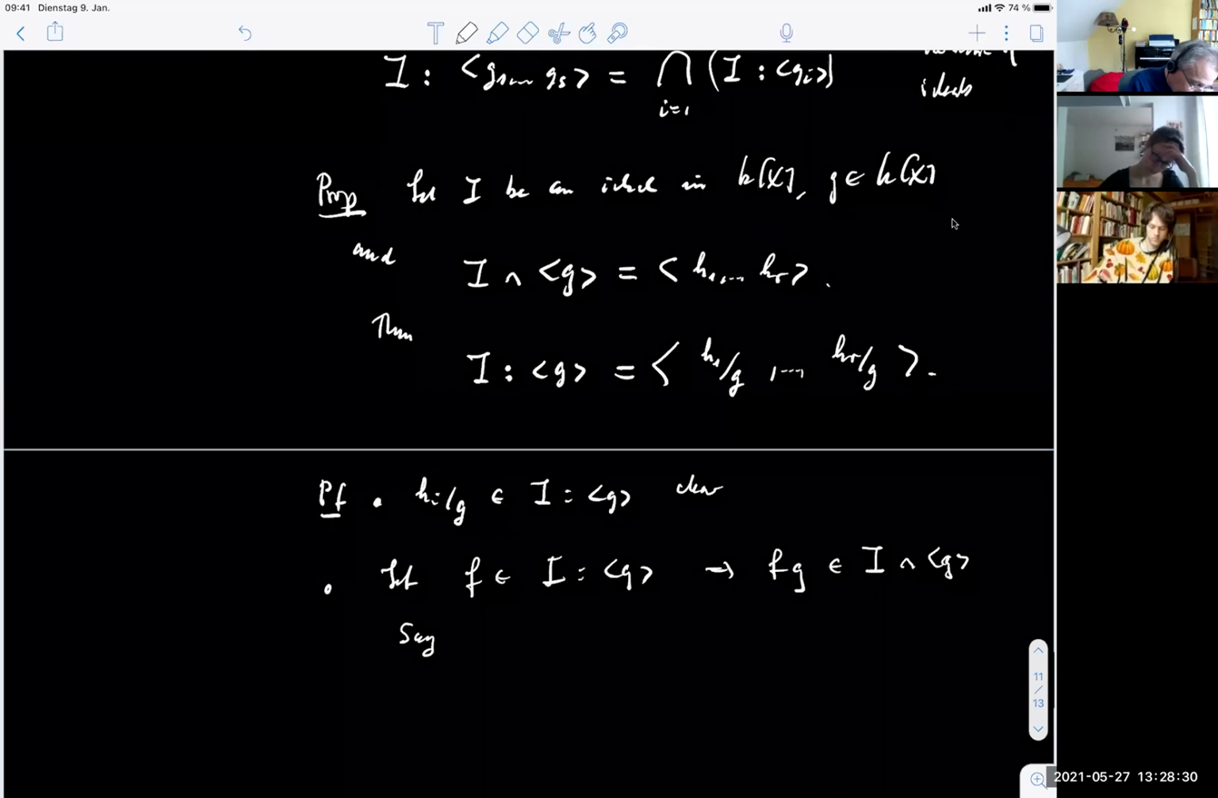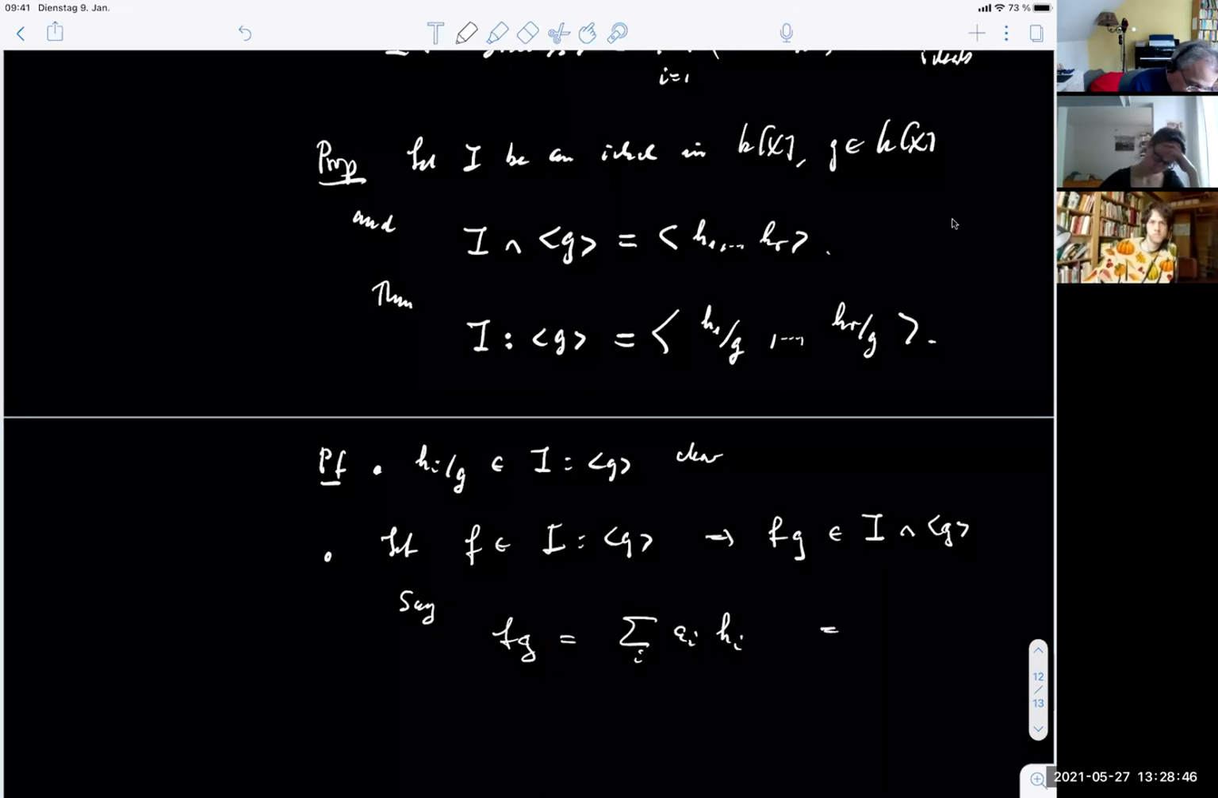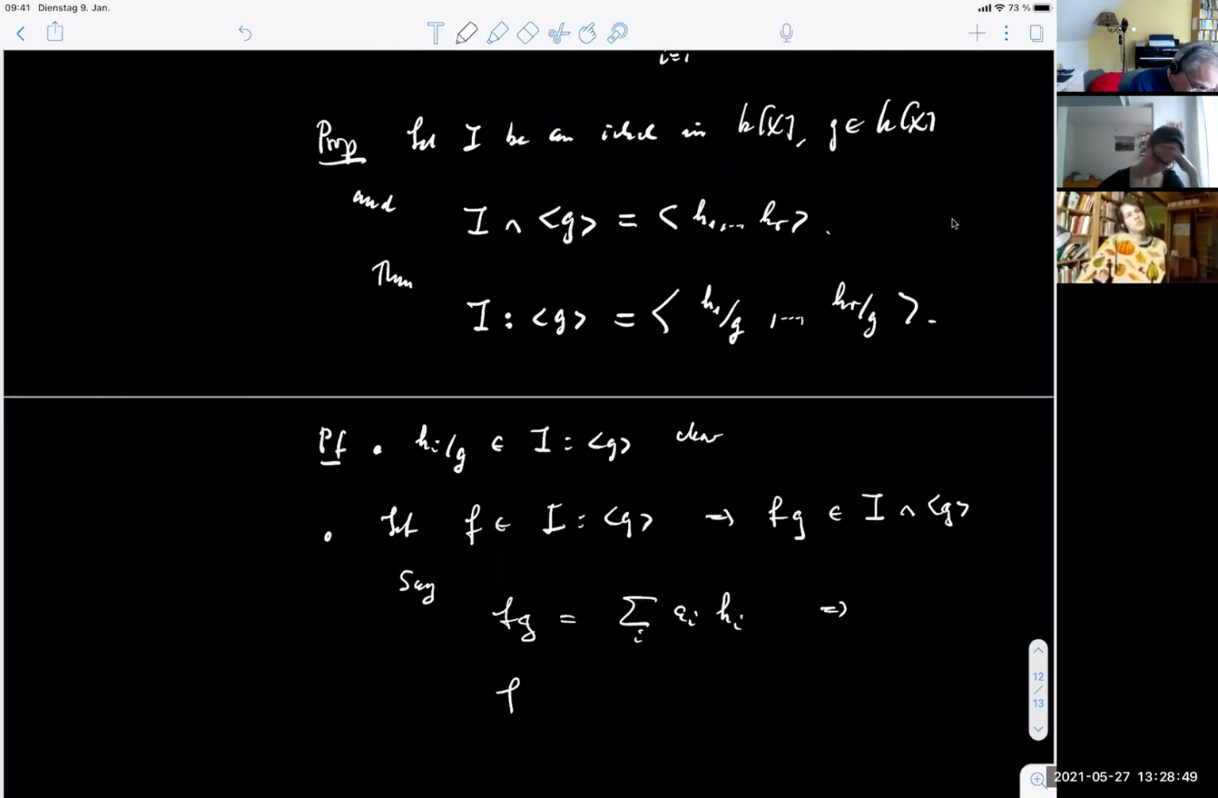Now I express my FG as a linear combination of generators, the sum over i of h_i a_i. Then, since the h_i generate, it's enough to divide by G. I know this division is okay: I stay in the polynomial ring and I'm done. I have written F as a linear combination of the h_i divided by G. Very simple lemma.